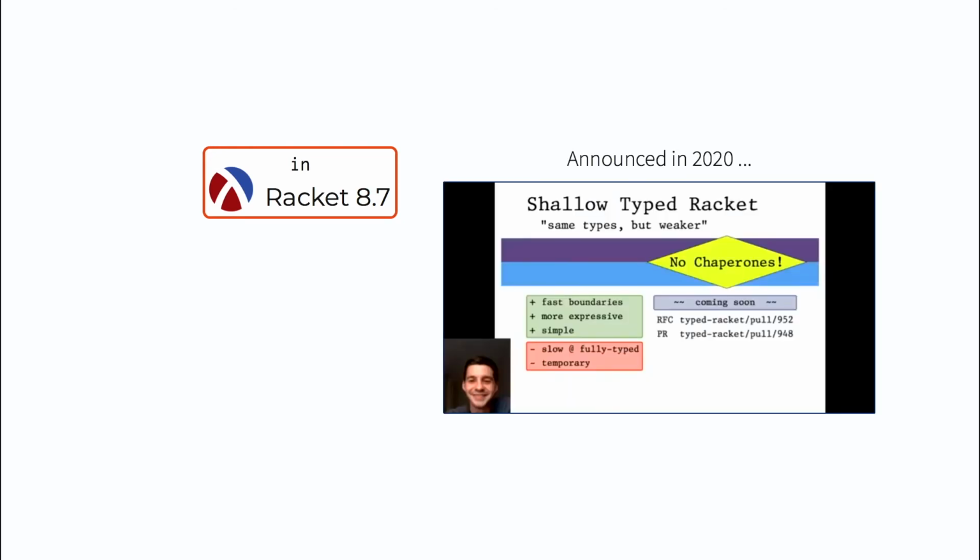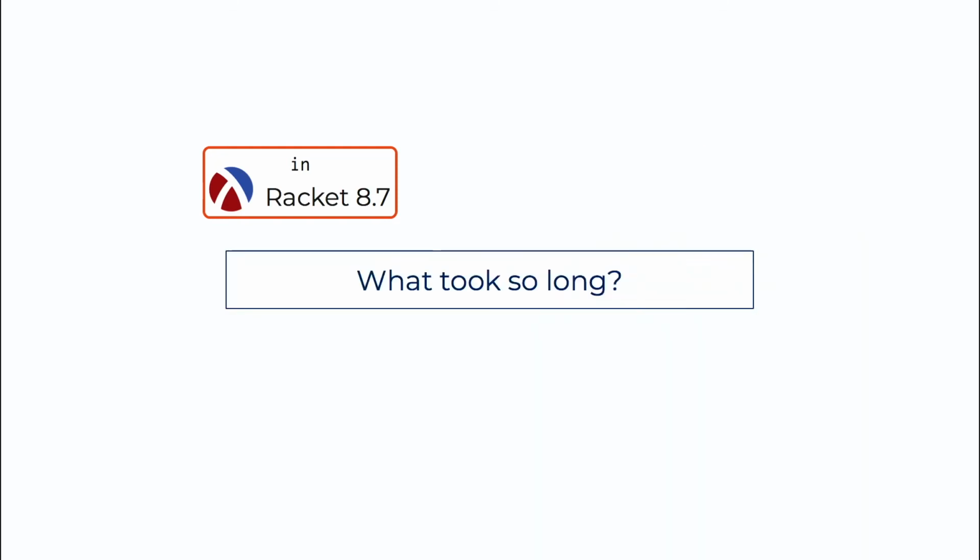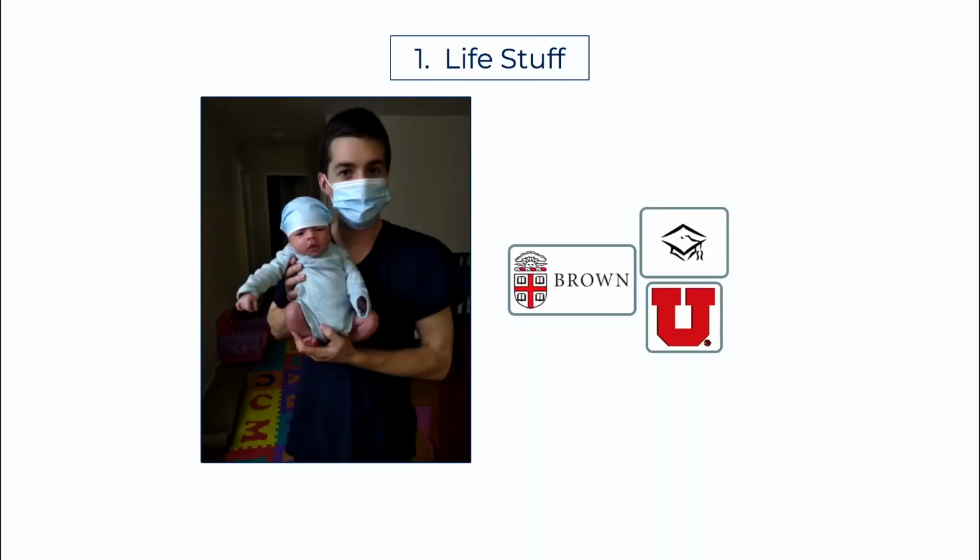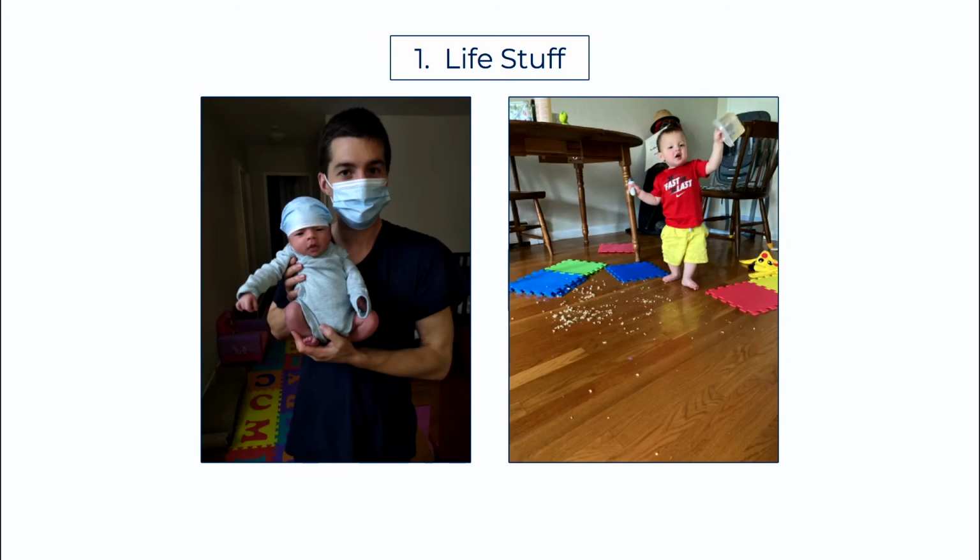Okay, again, these things are out. They're released in Racket 8.7. You can try them out now and nightly. If you were here 2 years ago, though, you might be wondering, wait, weren't these announced back in 2020? Did we get lost? I've got 3 reasons, and 2 of them are pretty good. Number 1 was life stuff. Most of it was good. Graduating, we have a new member of the family. These things all kept me away from Typed Racket. So that's the bad reason.